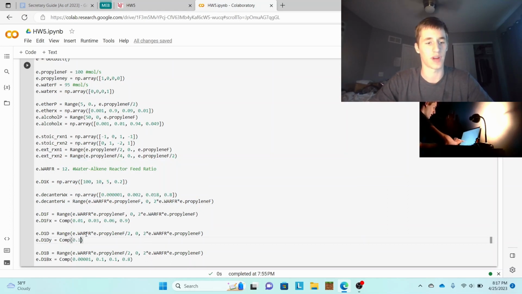And then for our distillate, we want our propylene. It's going to be, most of the propylene is distilled. And then for the rest of this, looking at our vapor liquid equilibrium, or equilibrium constant, we can see they're going to be about the same if we just do a rough multiplication. So we're just going to get 0.33 for each of these.